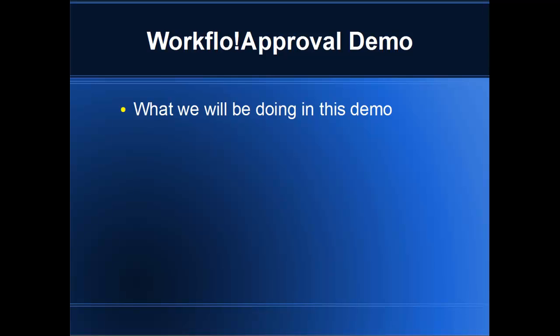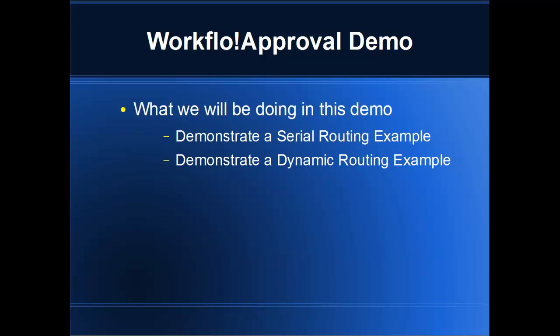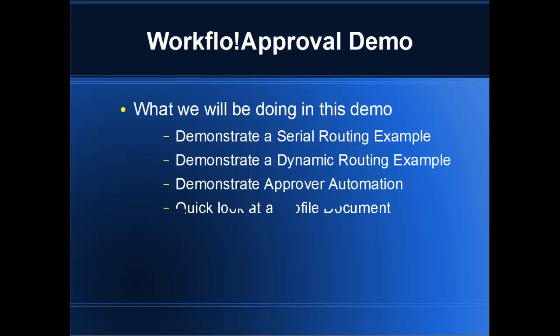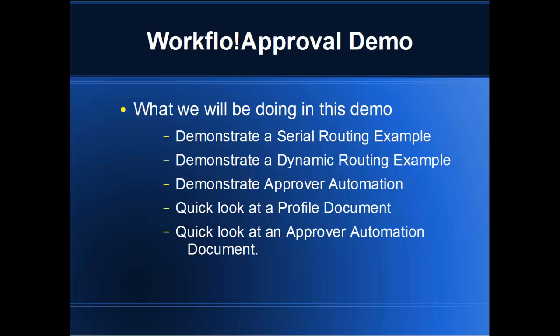So what will we do in this demo? We'll demonstrate a basic serial routing example. We'll also demonstrate a dynamic routing example where the names that are to be routed to will be determined at runtime. We'll demonstrate an approver automation process. We'll take a quick look at a profile document, a quick look at an approver automation document, and a quick look at the rule document that is used in the dynamic routing.